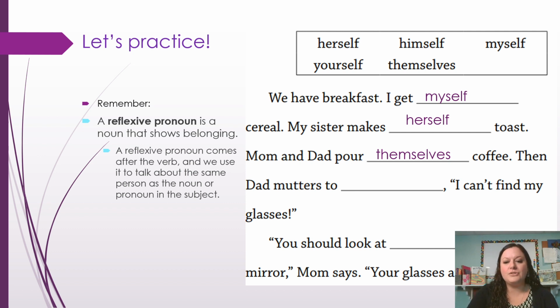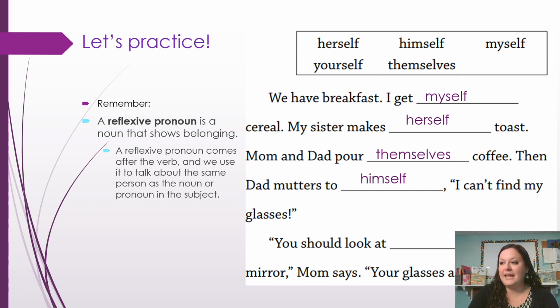Then Dad mutters to blank, I can't find my glasses. Which word could we put in here as our pronoun to talk about Dad? Did you say himself? You've got it. Read it back with me. Dad mutters to himself, I can't find my glasses. Nice job. Let's read our last sentence.